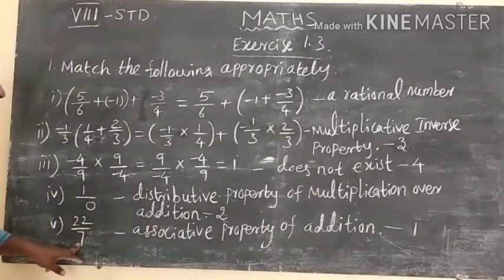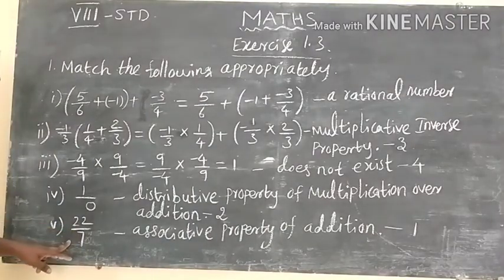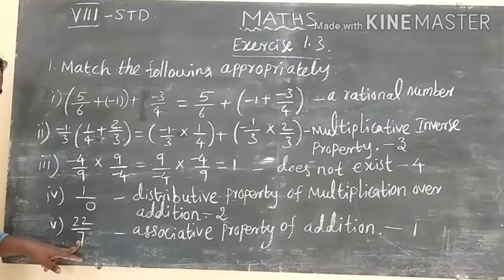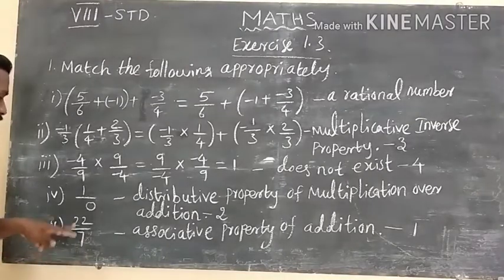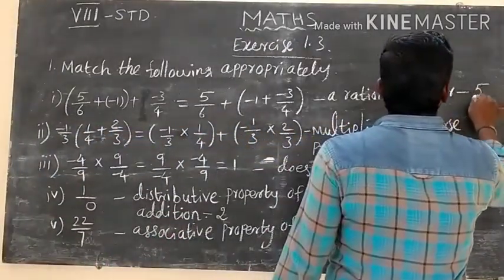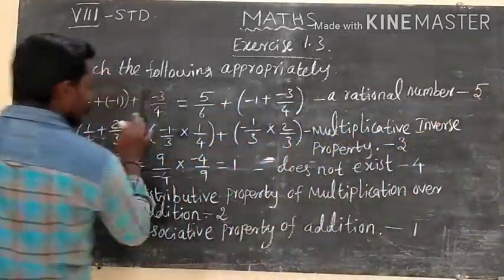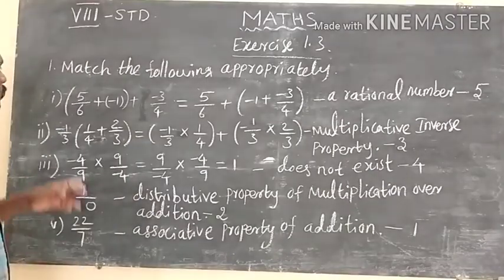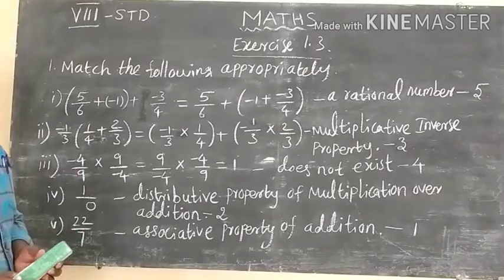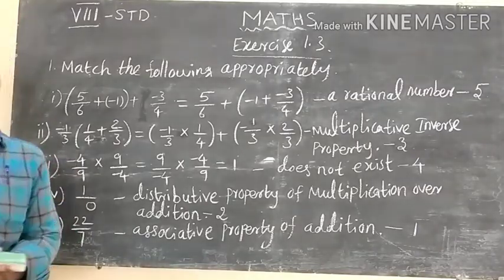Then 22 by 7. This is a rational number. This is your topic. A by B form and B is not equal to 0. 7 is not equal to 0. So this is a rational number. Yeah, rational number. This is for 5. Are you clear the match the following? This is the application of rational number. The first question is over.